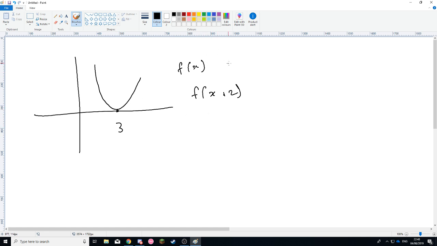So f of 3 equals 0. For f of x plus 2, f of 1 in here will equal 0, so x equals 1 is the solution. But if I have something like f of 3x plus 5, now you don't do the scale factor first. You do the translation first because it's to the x, and you do opposite BIDMAS.